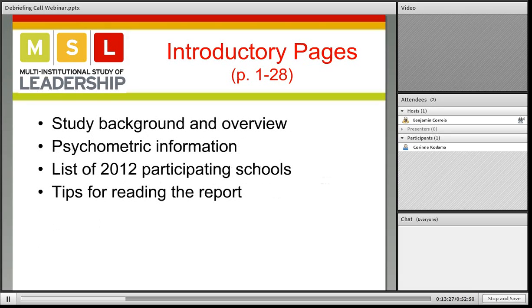So the way your report is set up, the introductory pages basically have a lot of what Ben just told you. So it has a lot of the background and overview of the MSL. It has some of the psychometric information regarding the scales that are included in the instrument. It has a list of all the schools, and it has a few tips for reading the report.